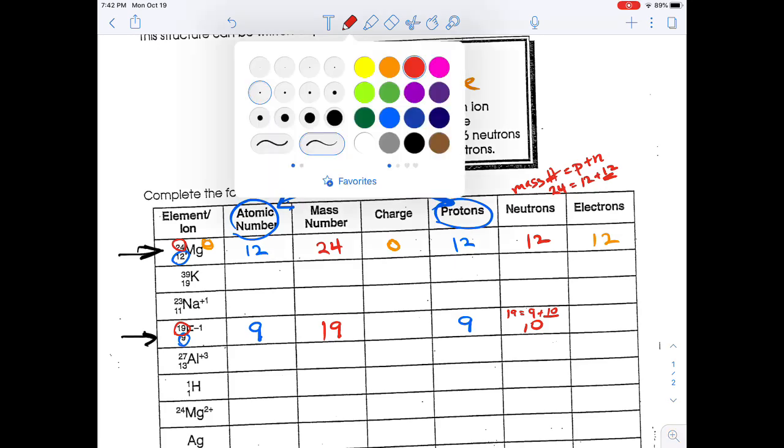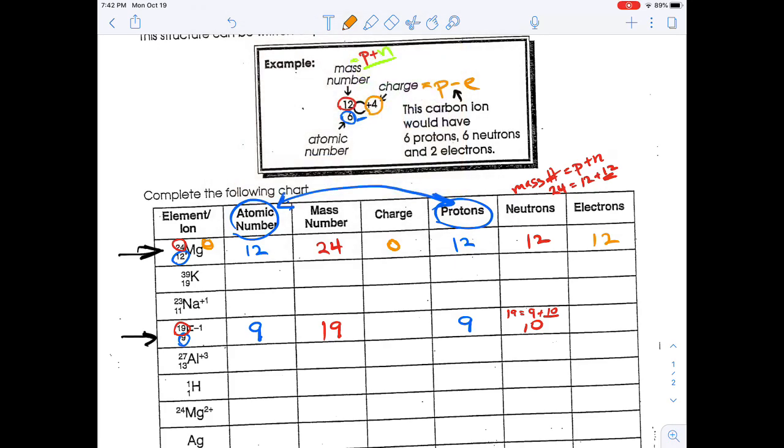The charge here is a little weird because it says -1. And yes, you can have a plus charge, you can have a minus charge. This is called an ion. When an atom has charge, when it has electrons and protons that are not balanced, you have what we call an ion.